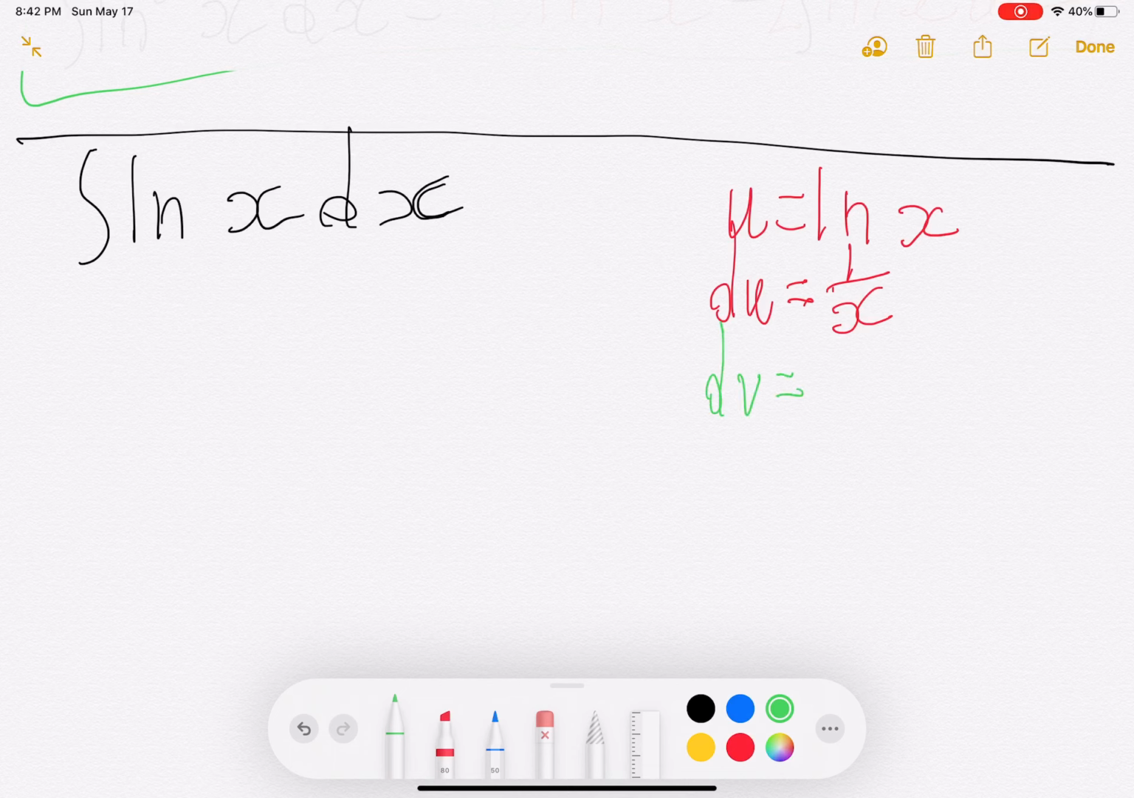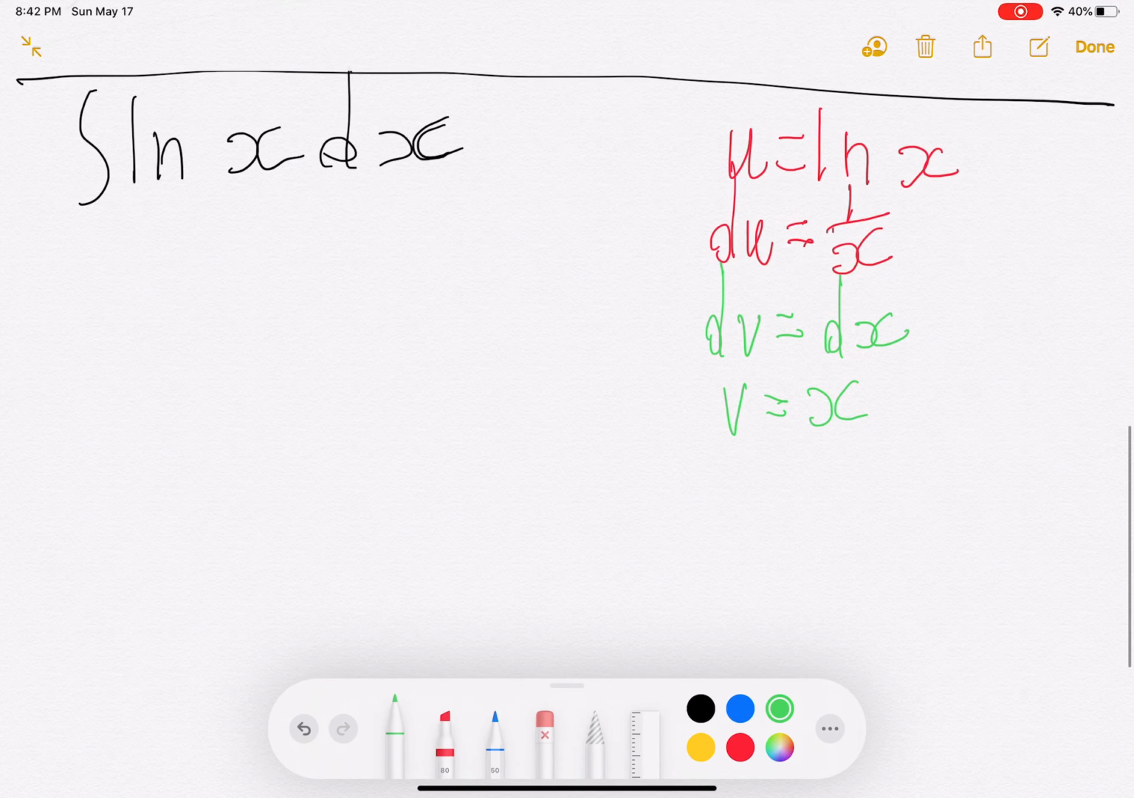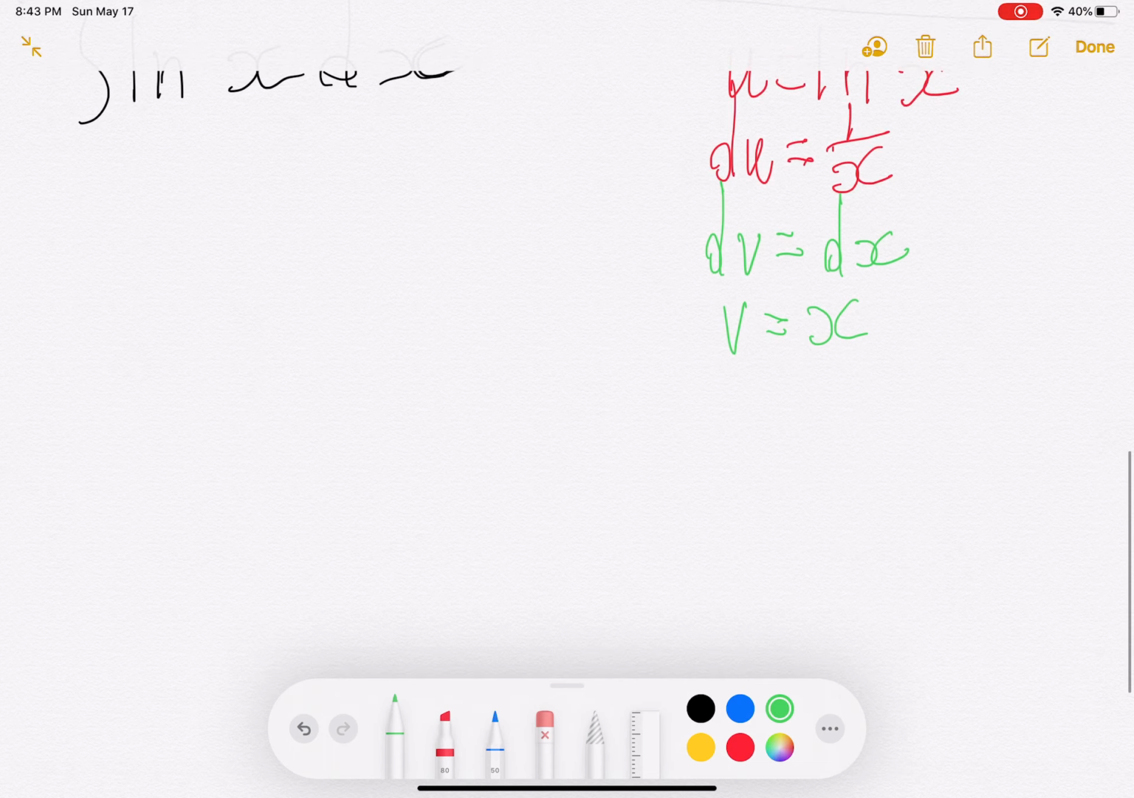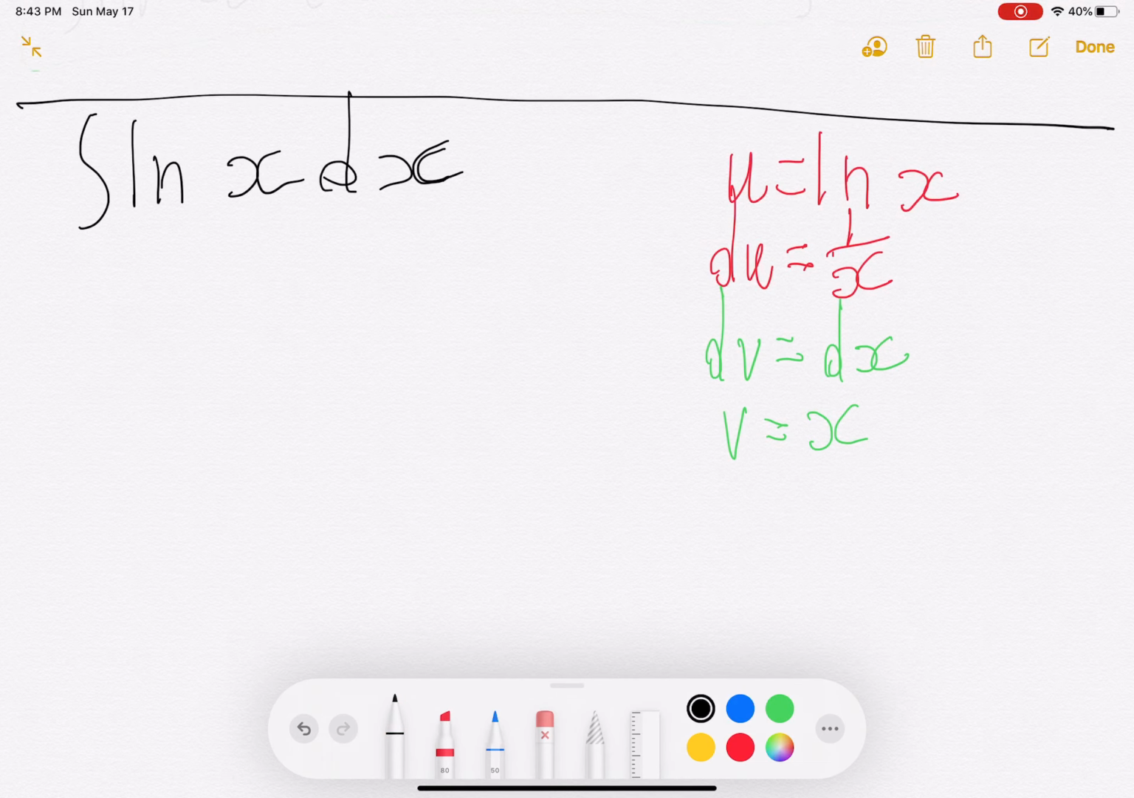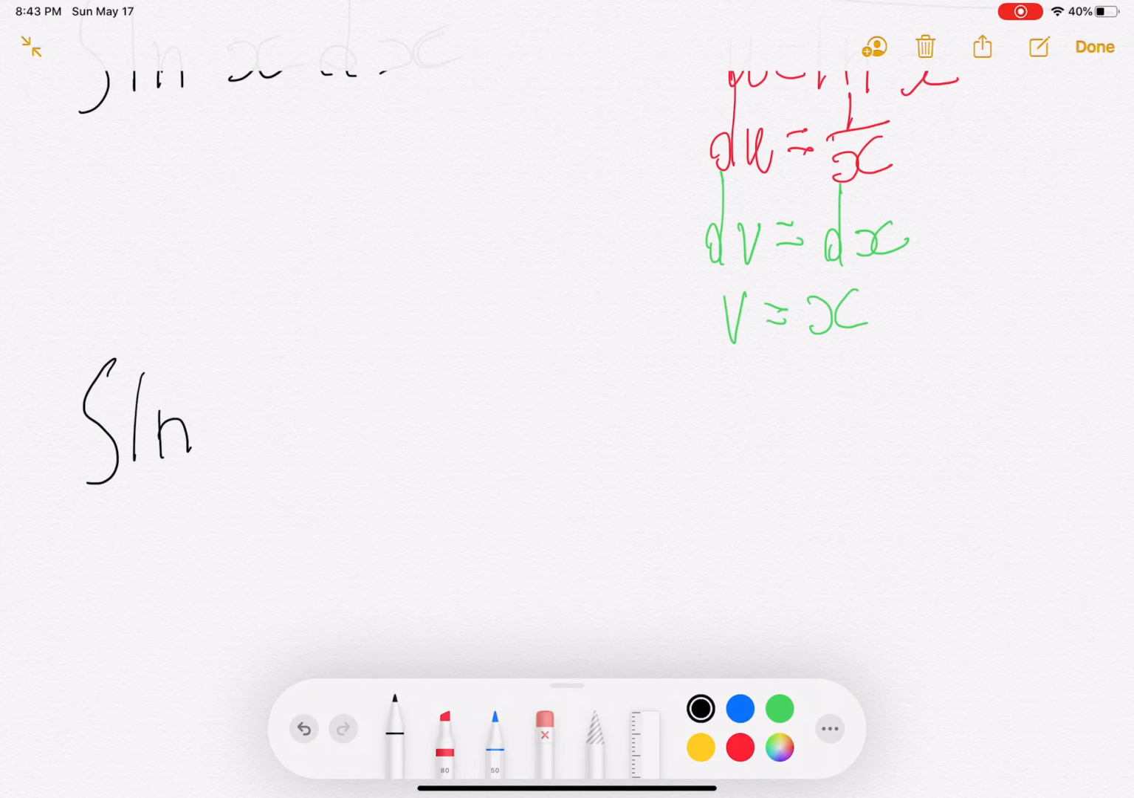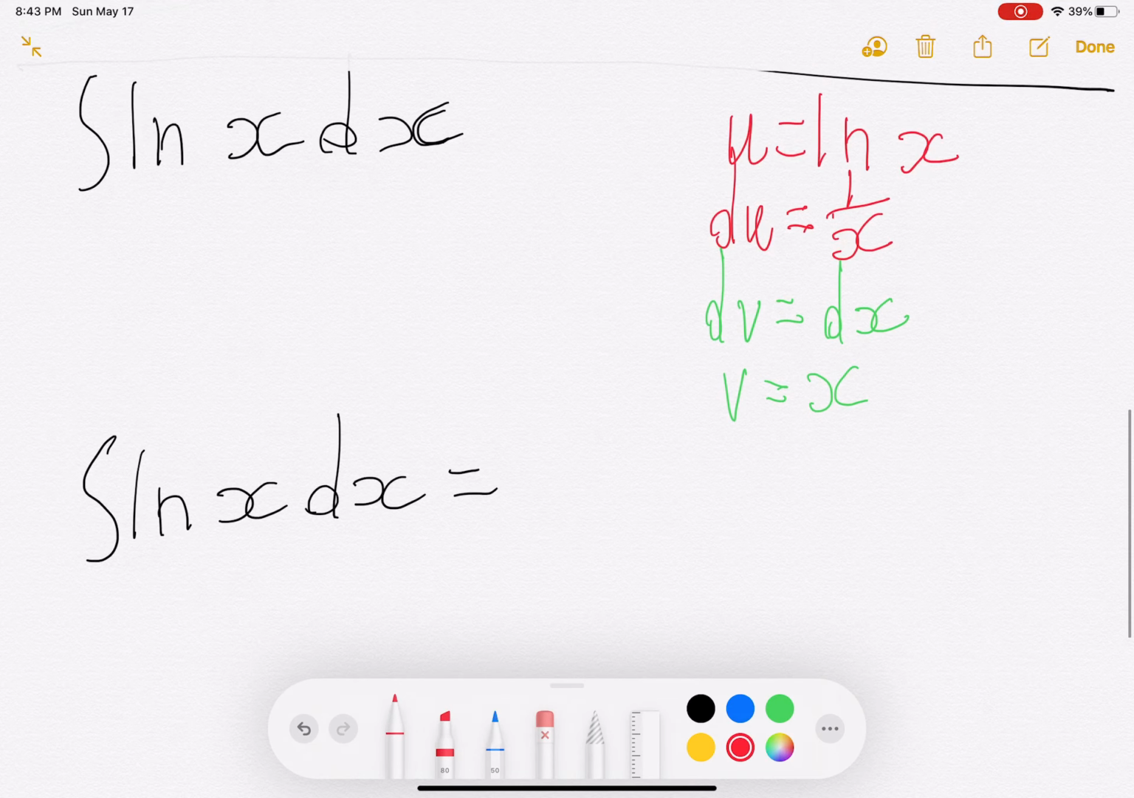dv is again going to be equal to dx, or 1 dx, and v is just equal to x, right? Nothing special there. Okay, so now just plug this in. So we get the integral of ln of x dx equals v times u. So we get x times ln of x minus the integral of v du.